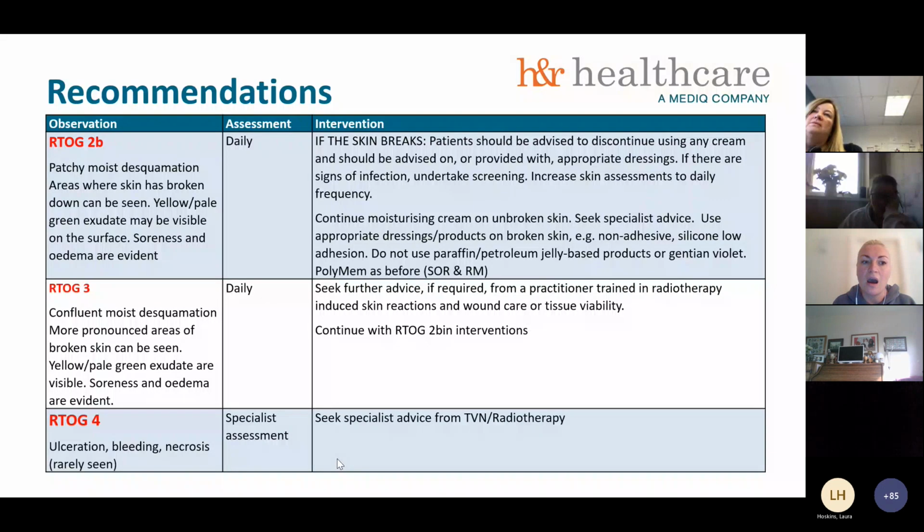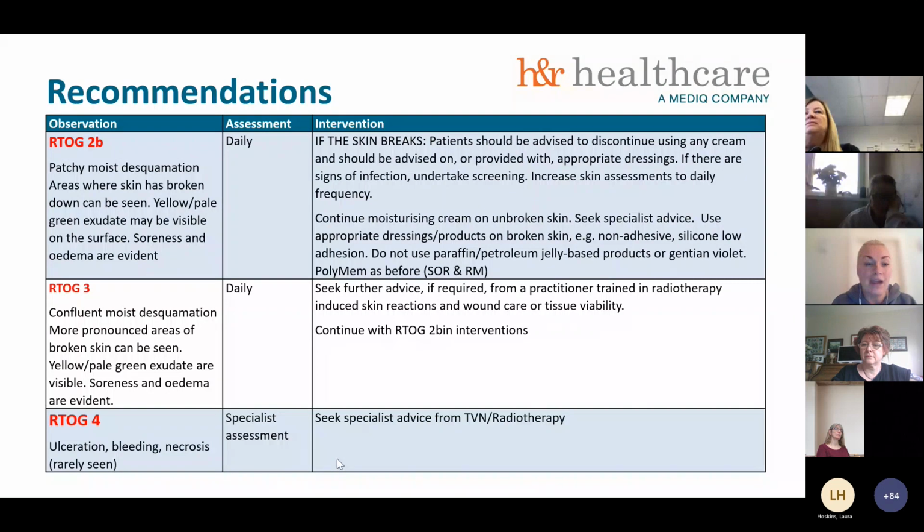Continuing to our RTOG 3, lots of moist desquamation, more pronounced areas of broken skin, more pronounced areas of pale exudate leaking, very uncomfortable for patients, very painful, very edematous. At this point, it may be that these patients need to seek further advice from specialists, so a specialist practitioner within radiotherapy or a tissue viability nurse, but again, continue with RTOG 2B interventions.